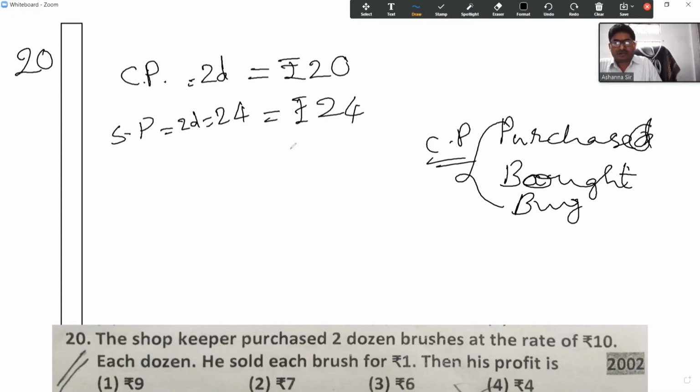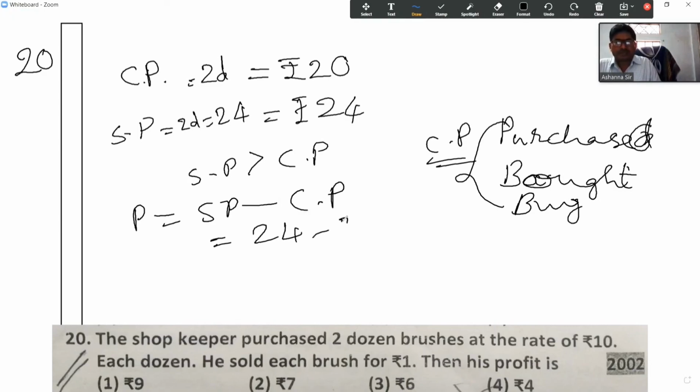By observing we can get selling price is greater than cost price. So we can get profit. Profit is equal to selling price minus cost price. 24 minus 20 is equal to 4 rupees is profit. So option 4. So this is the answer.